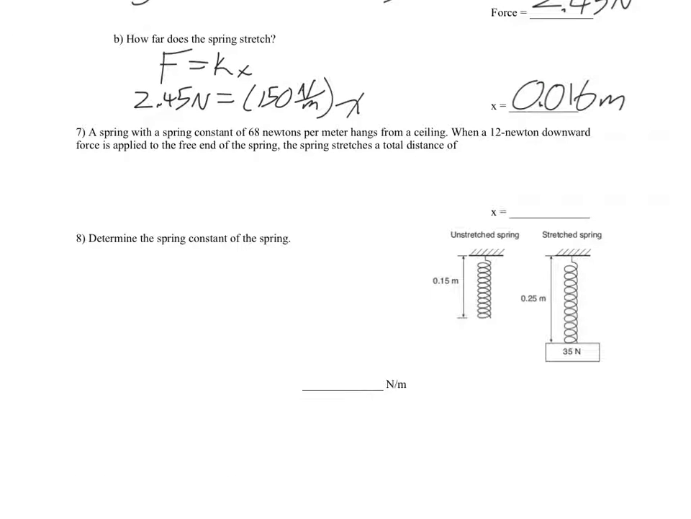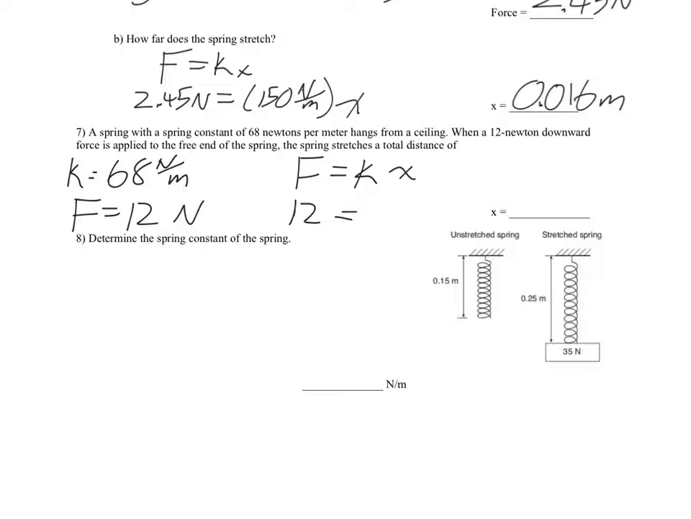For this next one here, we're given the spring constant, read it carefully, that's the spring constant, not the force, k, of 68 newtons per meter. And the force here is 12 newtons. So if we use F equals kx again, the force is 12. Our k value is 68. I'm just leaving the units out now, just for space. So to solve for x here, we're going to divide both sides by 68. So we have 12 divided by 68. We get about 0.18 meters, or about 18 centimeters.